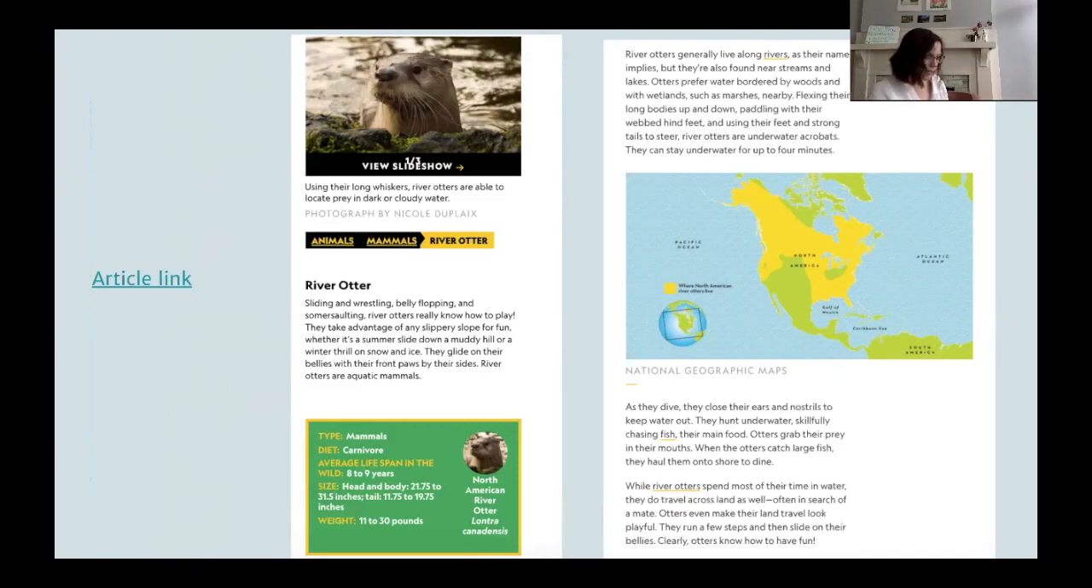For this one, I do want to focus on how the river otters hunt for their food, since that took up a whole paragraph. We can look in paragraph 3 and find where it says that they hunt underwater, skillfully chasing the fish, their main food. It later says that they grab the prey with their mouths and then haul them onto the shore in order to eat the fish. So we could put that as our how. This would be a really good place to include it as a quote too. So for the how, we'll say, they hunt by catching fish and bringing them on shore.